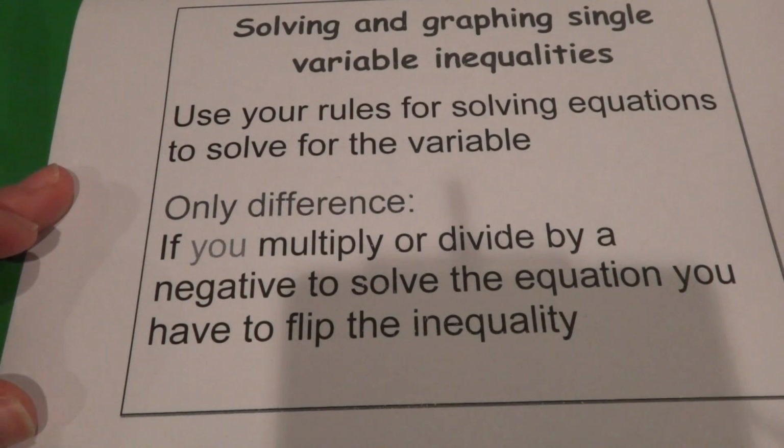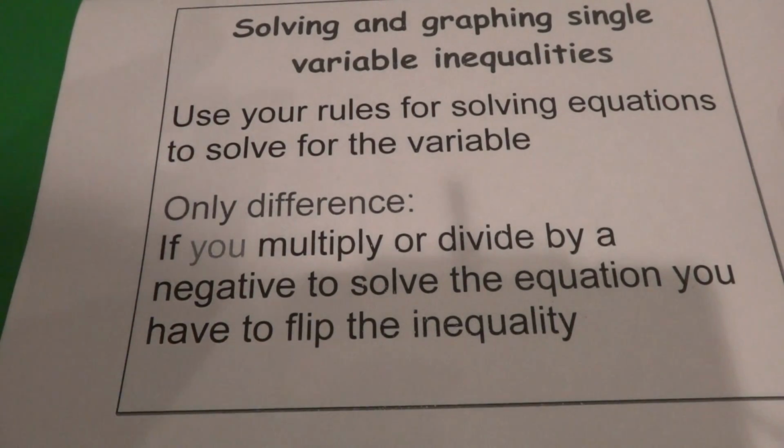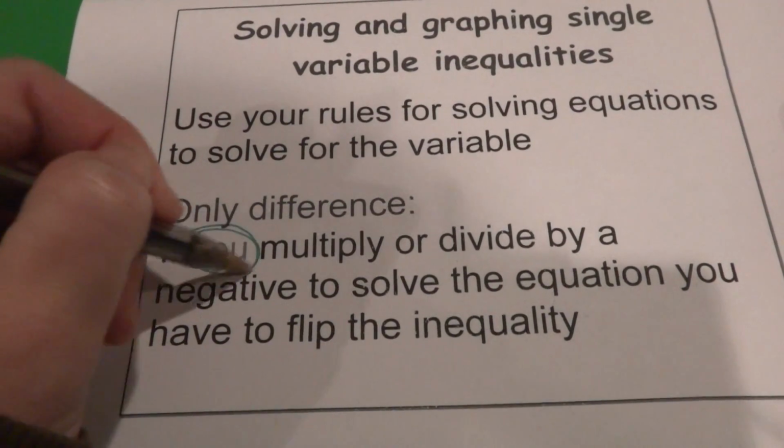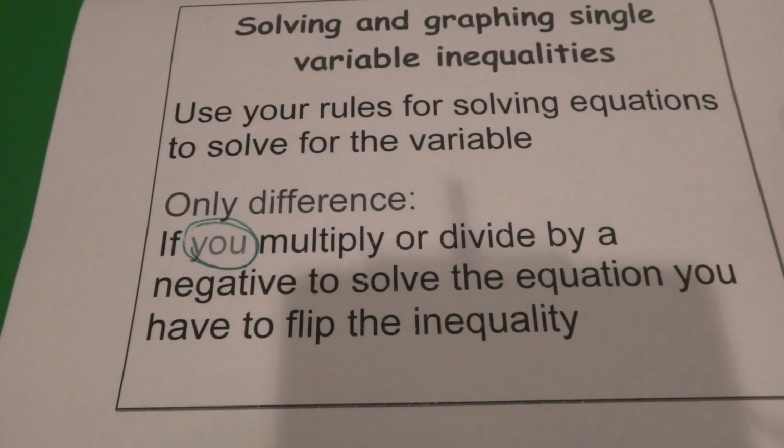The rule is if you multiply or divide by a negative number to solve the equation, you have to flip the inequality. The main thing you have to remember is that in the solving process, if you multiply the equation or divide the equation by a negative number, that is when you flip the inequality sign. So let's look at some examples. I have 4 examples here.